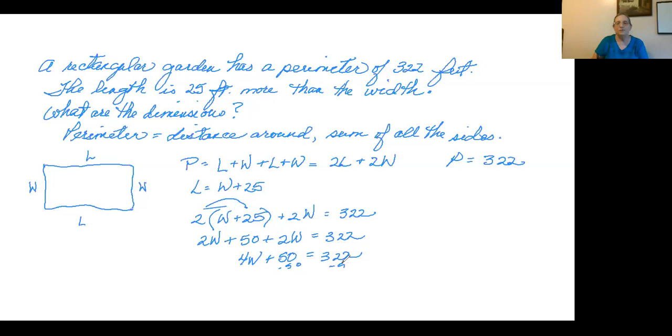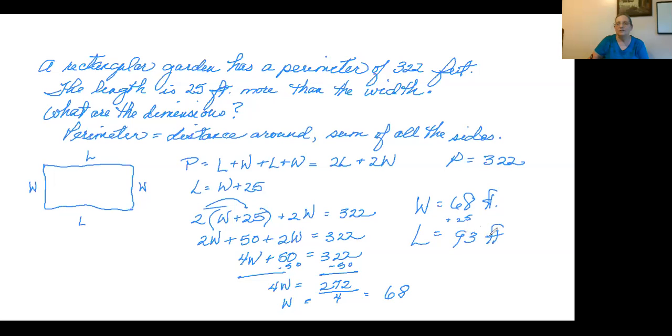We can subtract 50 from both sides. 4W is going to equal 272. W is going to equal 272 divided by 4, which is going to equal 68. So if the width is 68 feet, and we know that the length is 25 feet more than that, if we add 25, we'll get 93 feet for the length.